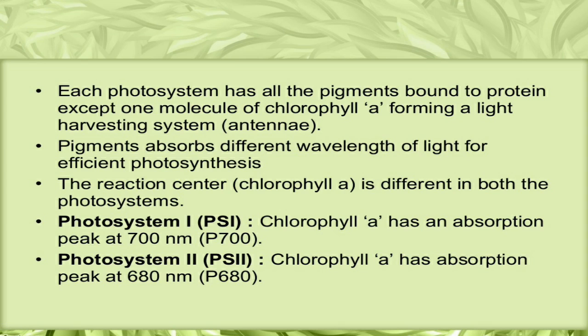The reaction center chlorophyll A is different in both the photosystems. In photosystem 1, chlorophyll A has an absorption peak of 700 nanometer, that is P700, and in photosystem 2, that is PS2, chlorophyll A has an absorption peak at 680 nanometer, and that is P680.